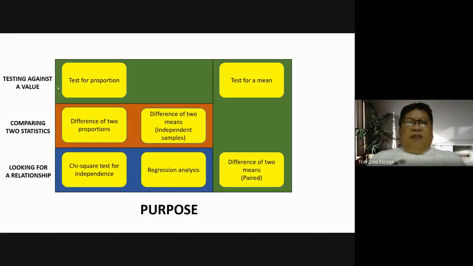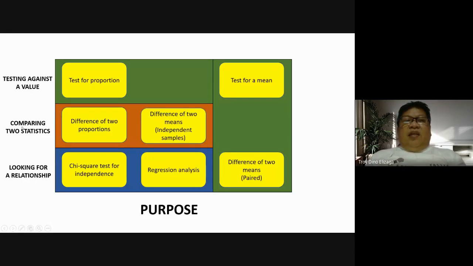And then here I have to use color, because to test against a value, you consider this color green, which forms a letter L. All the statistical tests that fall under that area belong to this purpose, to test against a value. So you will use test for proportion, test for a mean, or the difference of two means, paired.